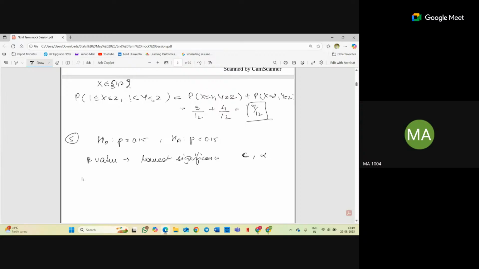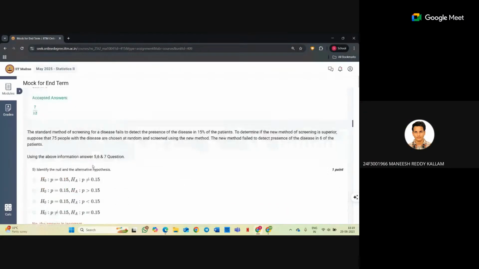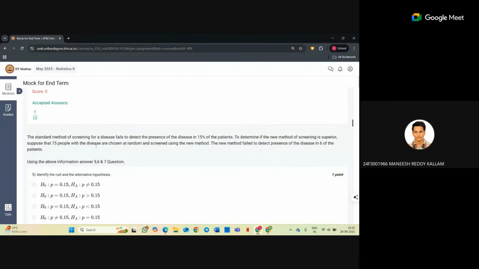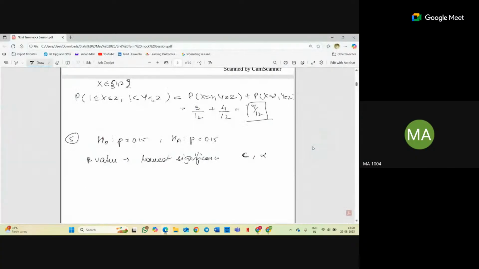The P value is the lowest significance value at which we reject H naught. So in total, how many samples are there? We have 75 samples, and the new method failed to detect the presence of the disease in 6 of the patients. So let's suppose this is a binomial case.